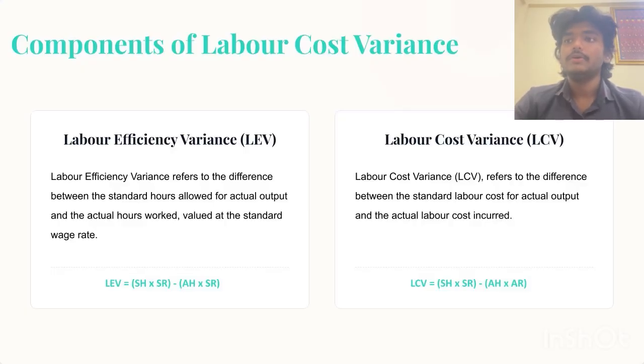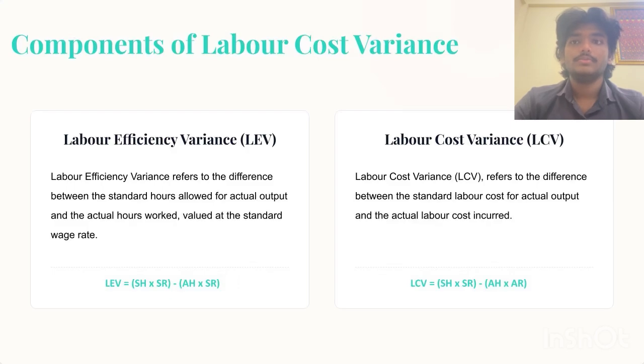Fourth is labor efficiency variance. Labor efficiency variance refers to the difference between the standard hours allowed for actual output and the actual hours worked, valued at the standard wage rate. The formula for labor efficiency variance is standard hours into standard rate minus actual hours into standard rate.